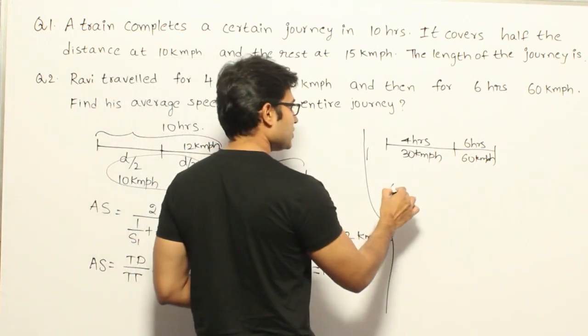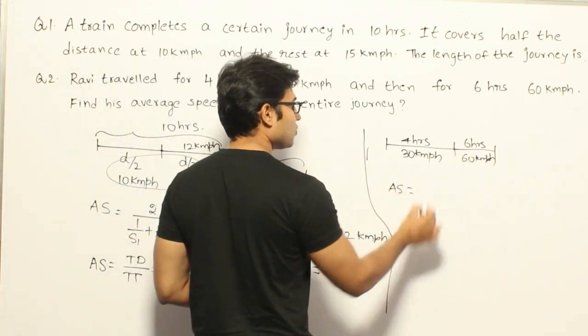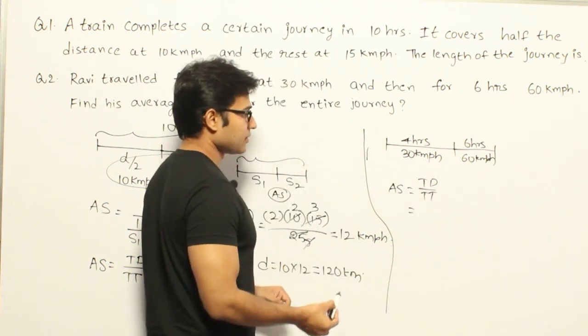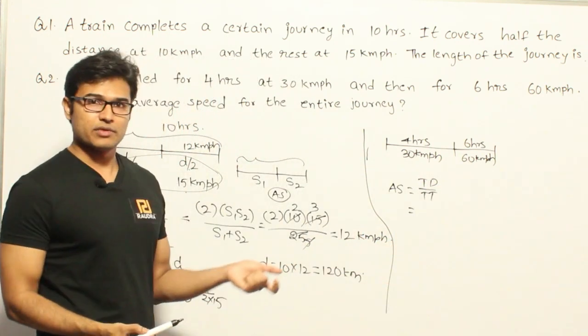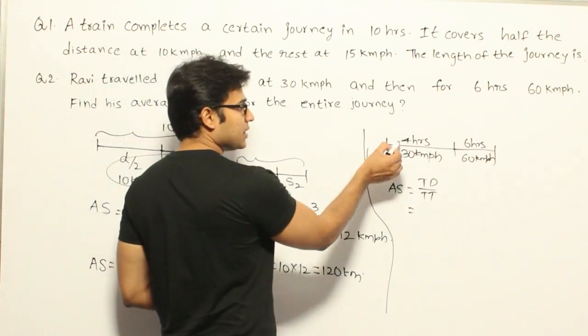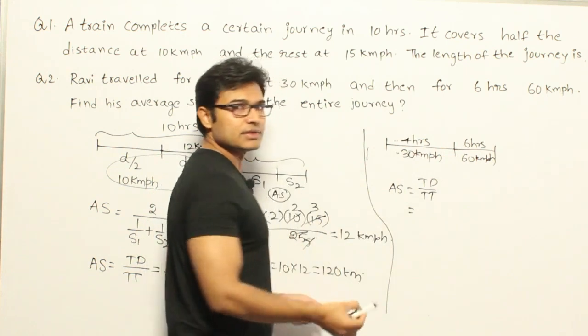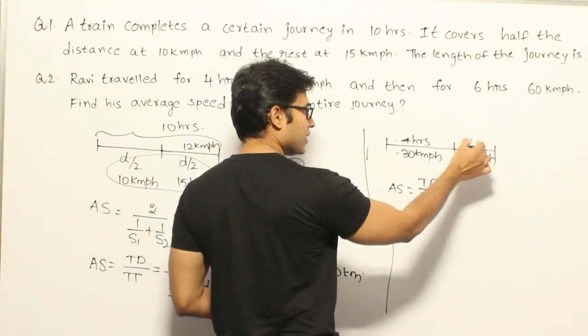So again you can use the same one. Average speed formula is total distance divided by total time. Now what is the total distance here? The total distance is not given, you try to compute it. So speed is given and then time is given, you multiply that, then you are going to get this distance, and also you multiply these two, you are going to get this distance.